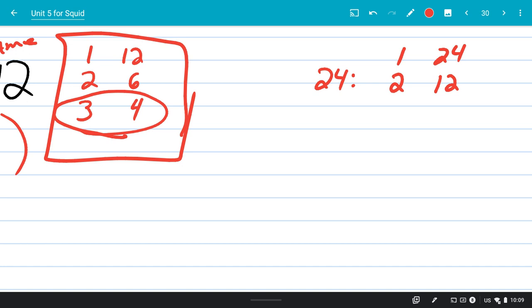For example, I checked 1, I checked 2. Does 3 go into 24? Yes. How many times? 8. Does 4 go into 24? Yes. How many times? 6. The only number that's left between 4 and 6 is 5. Does 5 go into 24? No. So I'm done. See how my list on the top and the bottom came together? And that's the reason I go in order like that.